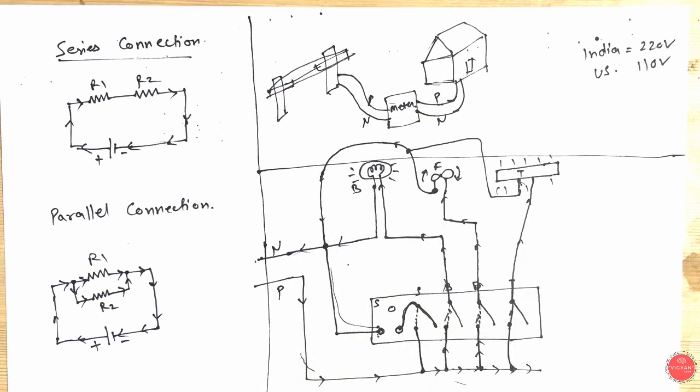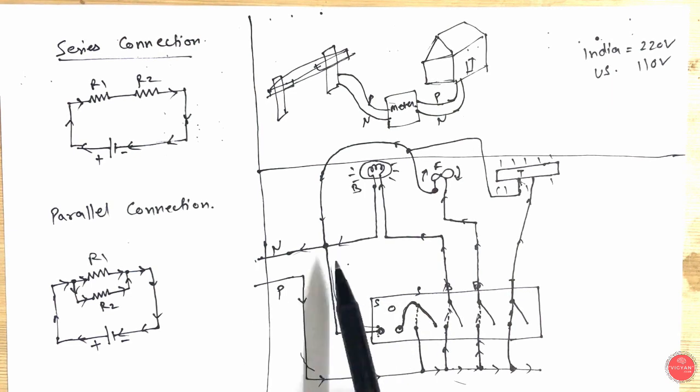Let's suppose you are cleaning your house and there is some defect in your fan, and you are cleaning that fan. If phase is going directly to that fan, it may give you a big shock, it can kill you. So that's why what we actually do is we provide the phase through the switch.